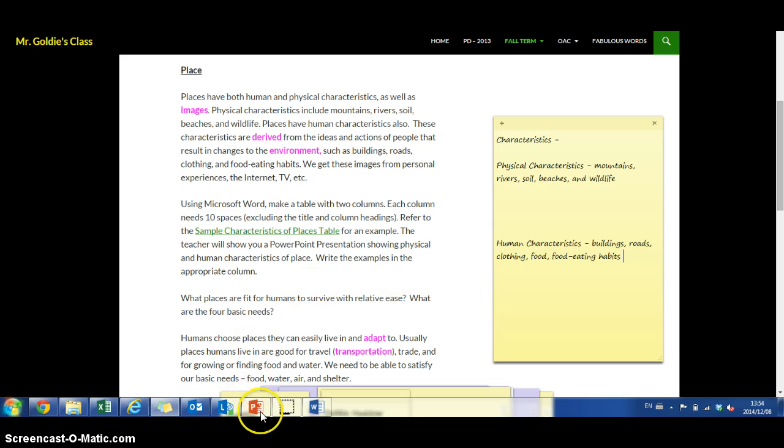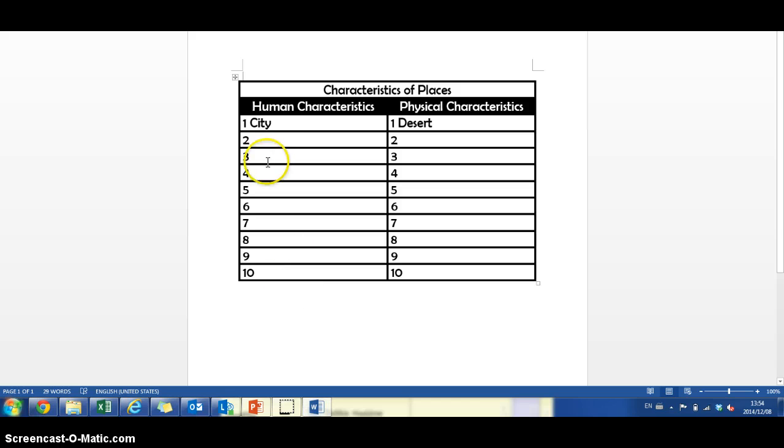Okay, so let's go. First one I've already done for you. A city is a human characteristic and a desert is a physical characteristic. So let's go with the PowerPoint.